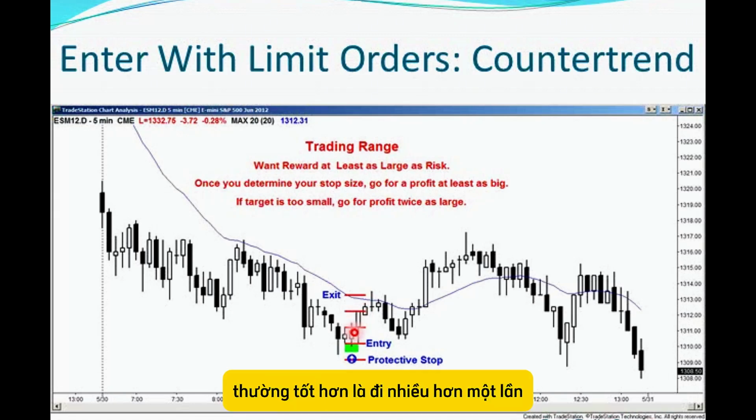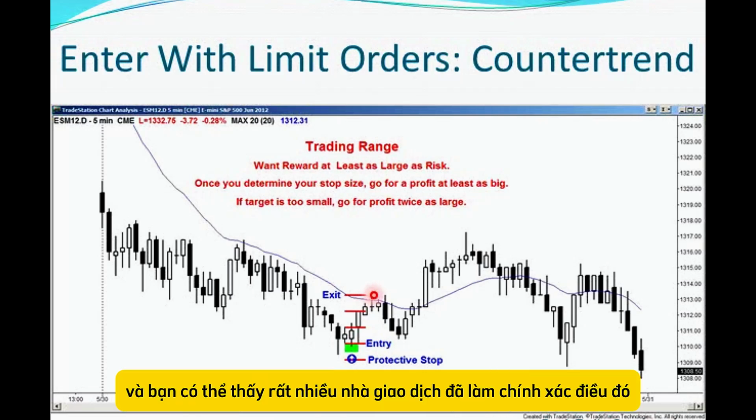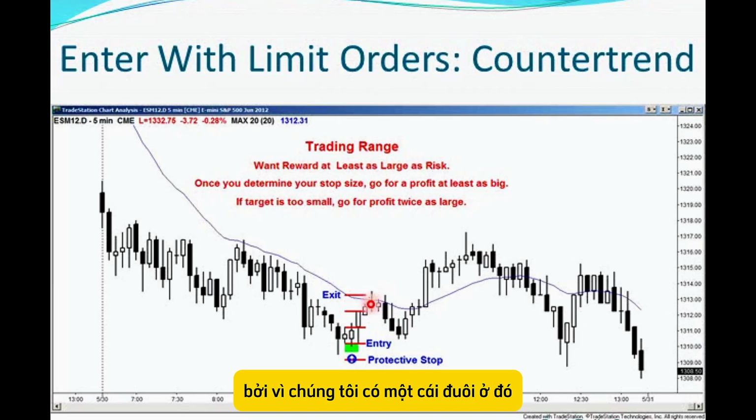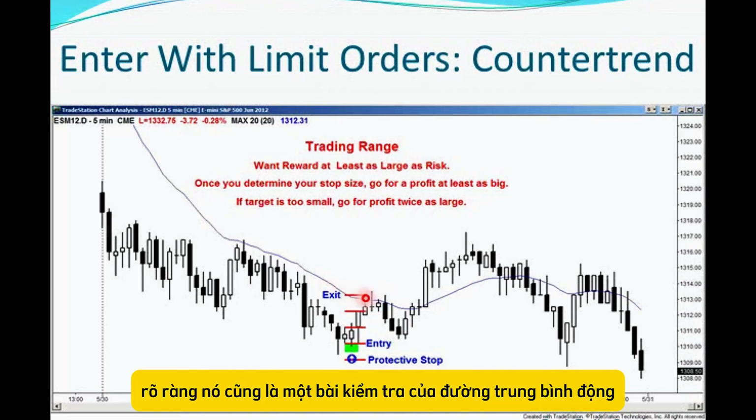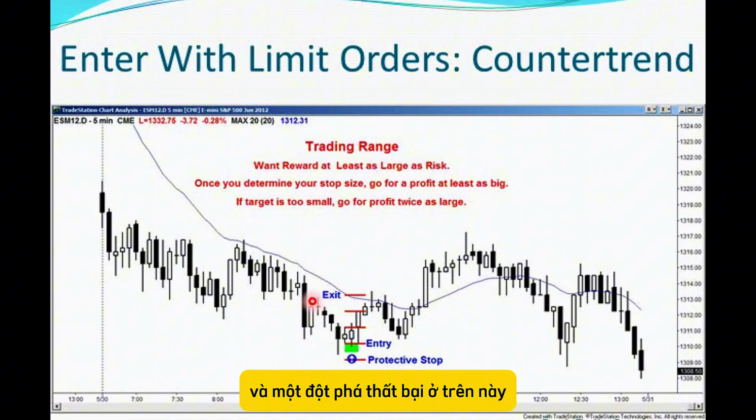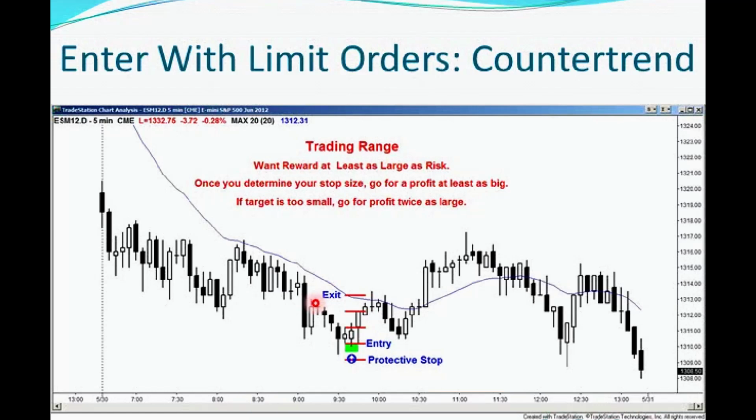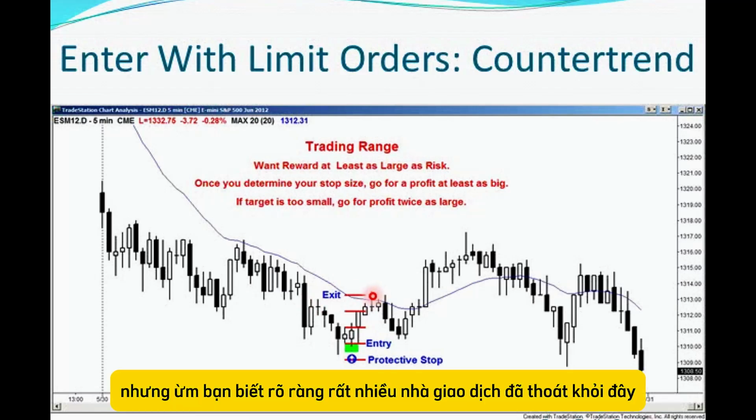When the risk is small, it's usually better to go for more than just one times your initial risk. So at a minimum, I'd go for twice my initial risk. So if you bought at the low of this bar and you risked to one tick below this bar, the low of the bear, exiting at twice your risk would be right here. And you can see lots of traders did exactly that because we got a tail there. Obviously, it's also a test of the moving average and a failed breakout above this prior bull reversal bar, right? But clearly a lot of traders exited here.